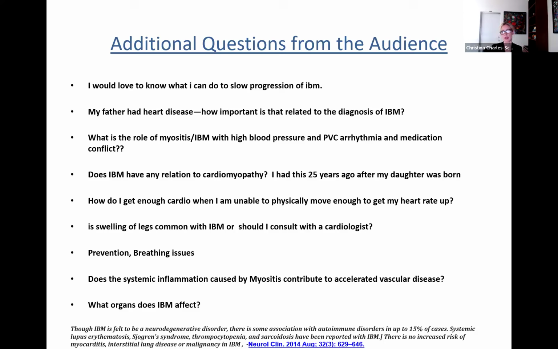Prevention, breathing issues. I think we talked about cardiovascular prevention and assessment. The breathing issues, that's a very important point. Breathing issues need to be assessed, right? You can get pulmonary function tests. Chest x-ray is where most people start. I will tell you, everybody with myositis in my clinic gets an HRCT of the chest, meaning a high resolution CT so that it can look at the lung. And again, that's an area I think needs to be looked at further in IBM in terms of interstitial lung disease, and I know there's some work ongoing in that.